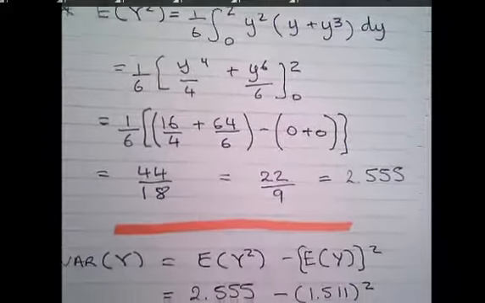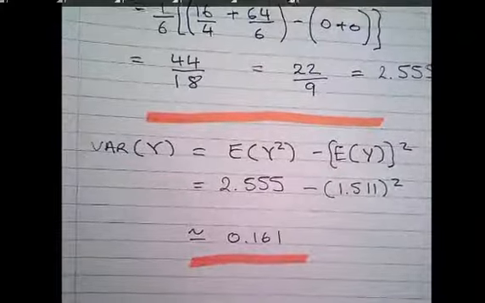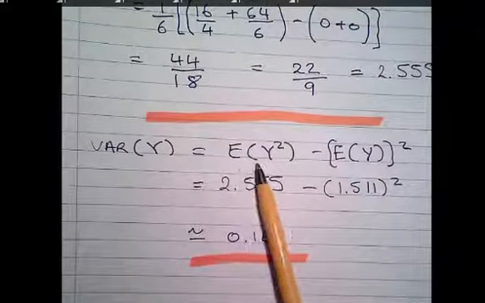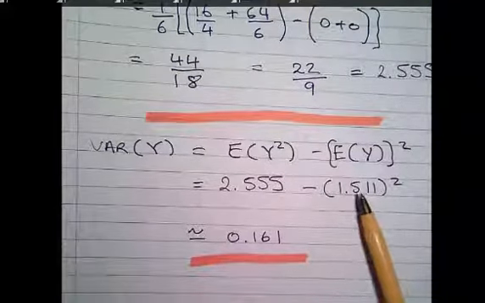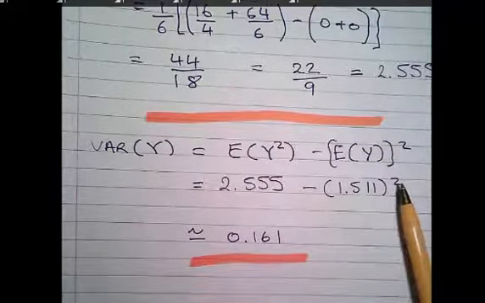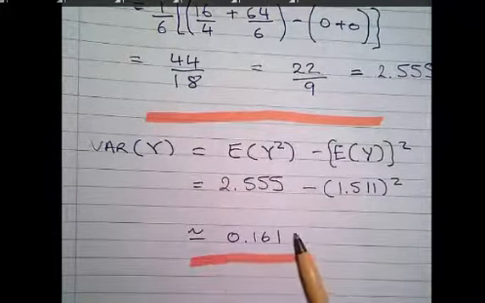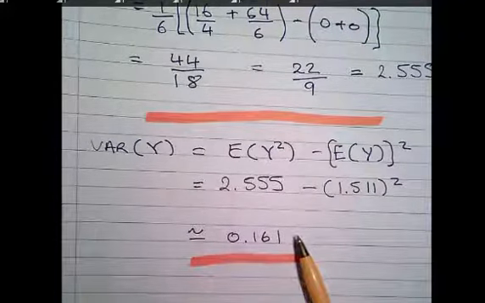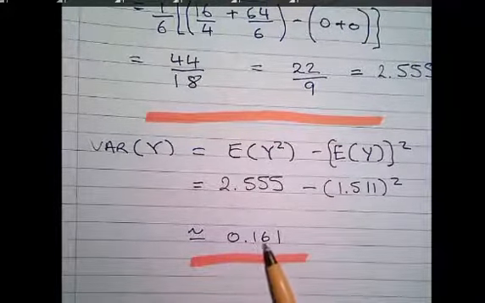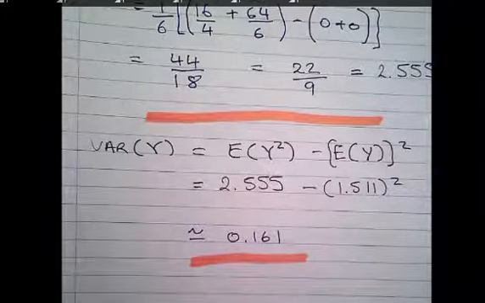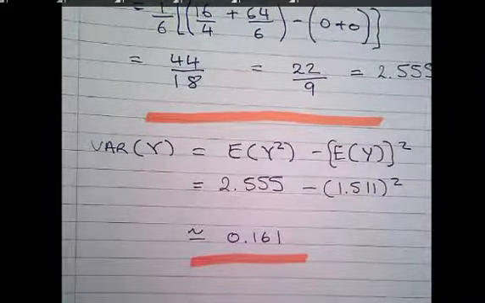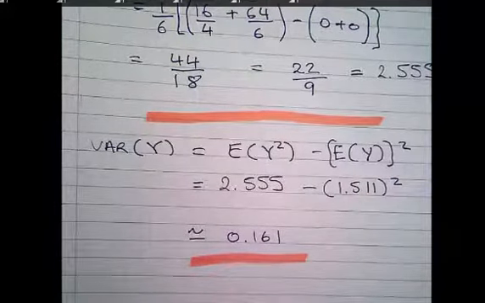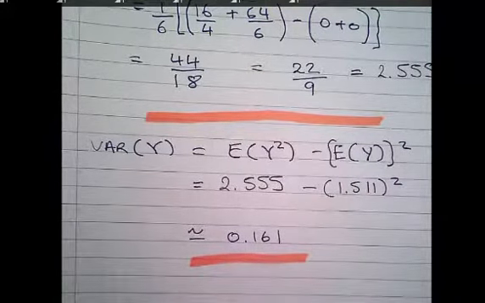Okay. And so essentially when we put these values in, the expected value of y squared, 2.555, and the expected value of y, which is 1.511, squared, we calculate the difference between the two, and we should get an answer of 0.161. So that is the variance of y, and that's all of our parts done on this continuous random variables question. So we'll leave it there.